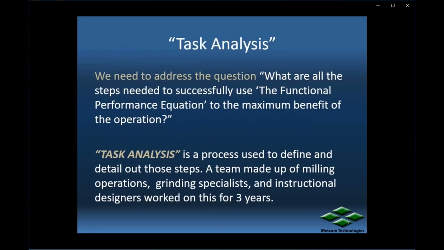Task analysis. We need to address the question, what are all the steps needed to successfully use the functional performance equation to the maximum benefit of the operation? Task analysis is a process used to define and detail out those steps. A team made up of milling operations, grinding specialists, and instructional designers worked on this for 3 years. The outcome of all this work follows.